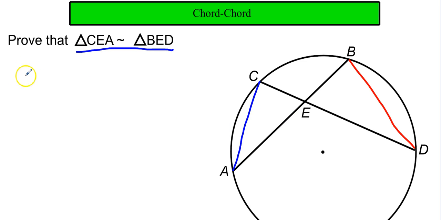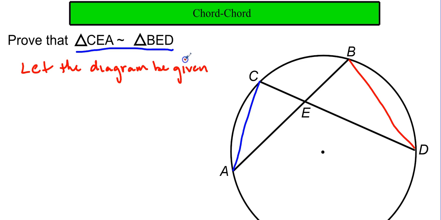All right, so if I want to prove that, I need to start with the let statement. So let the diagram be given. We want to prove similarity so that we can use those results to figure out ratios of the sides. So let the diagram be given. If I want to prove similarity, I only have to show that two angles are congruent. So let's go ahead and match up a couple angles.